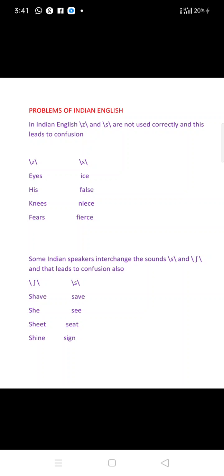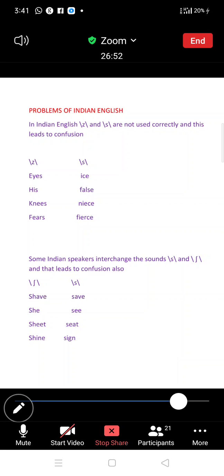Okay, and the first sound: shave, she, shit, shine. Okay. Any confusion?